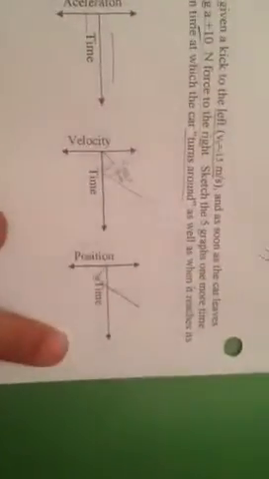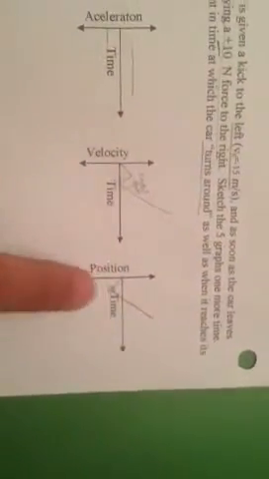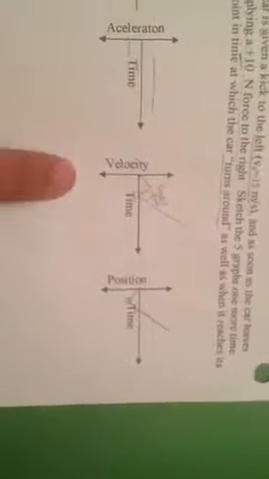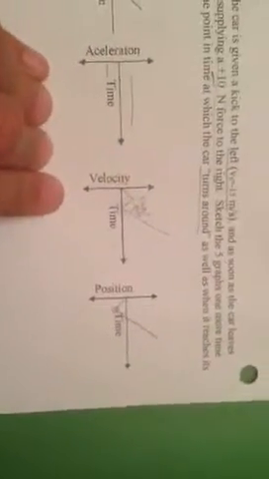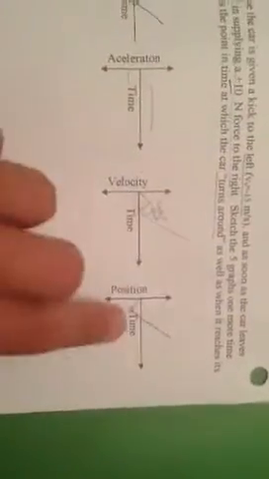And for position versus time, it goes into the negative when the car is first kicked, and then it is powered up by the rocket, and it moves to the right. So that's where the position versus time kicks in being positive.